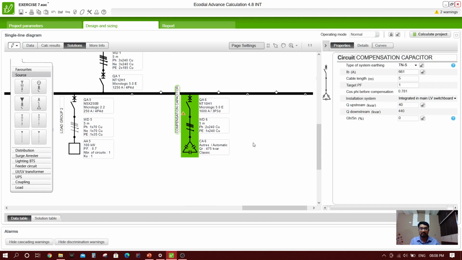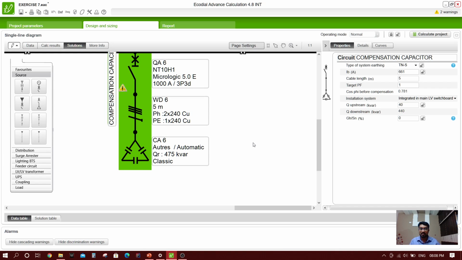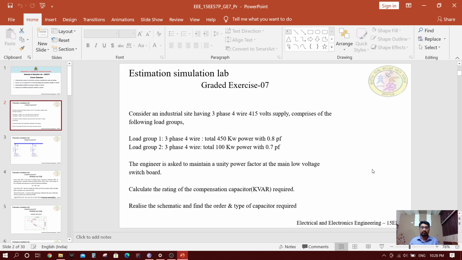Now zoom on it. Here you can see the value of the compensation capacitor required is 475 kVAr and the type of the capacitor is classic. In this exercise, we were asked to find the rating of the compensation capacitor which is required to maintain unity power factor inside an industrial site having two load groups, load group 1 and load group 2. Load group 1 had a total load of 450 kilowatt and it operated at 0.8 power factor, and load group 2 had a total load of 100 kilowatt and it operated at 0.7 power factor.